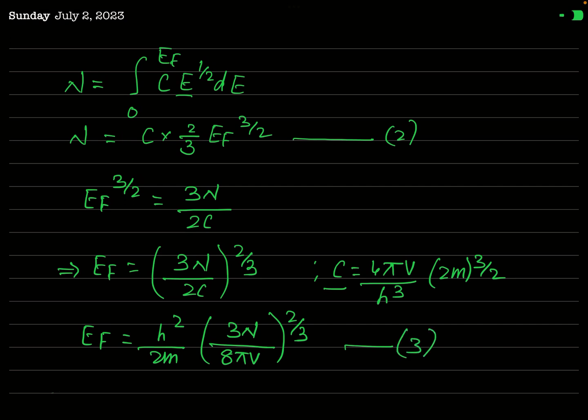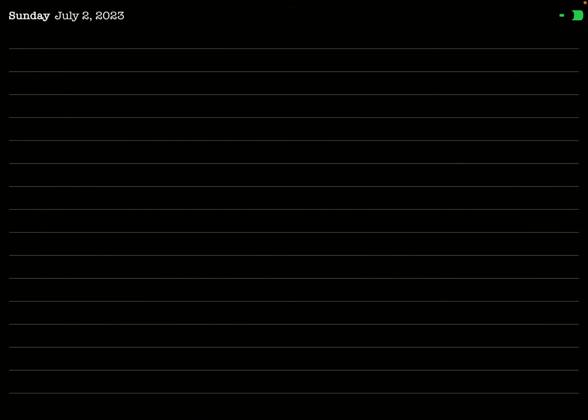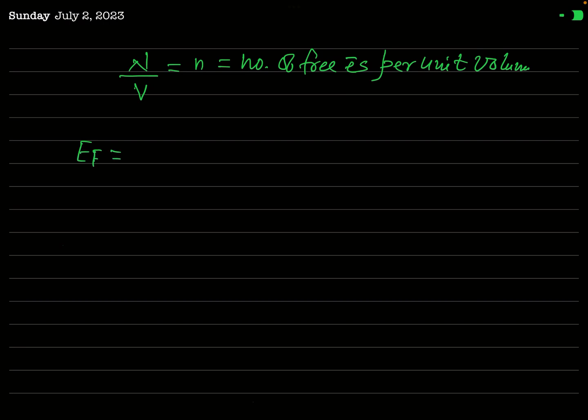But now you can see this N by V. N is the total number of electrons and V is the volume in which these electrons are found. So this N by V represents the number of electrons per unit volume. Or you can say this is the number density of free electrons, and we denote this by small n. This is the number of free electrons per unit volume. So in terms of this number density, you can write the expression for this Fermi energy.